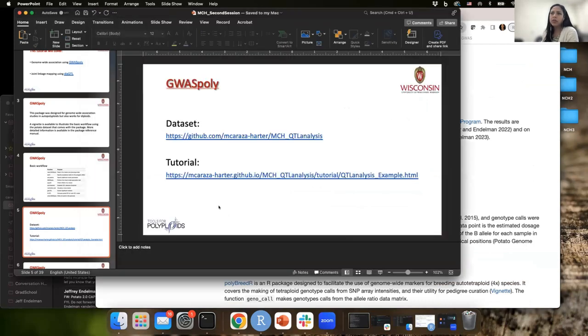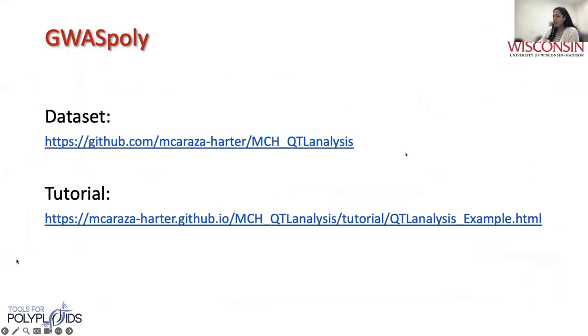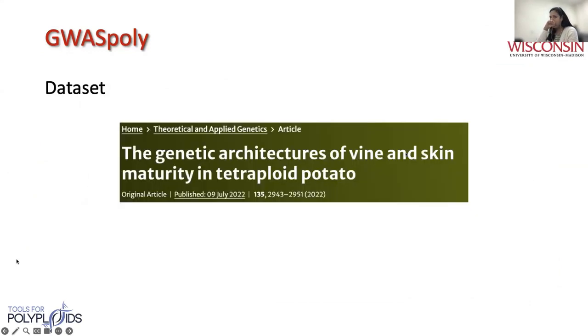So going back to my presentation, the data set that we're using for this example has been published in this paper, The Genetic Architecture of Vine and Skin Maturity in Tetraploid Potatoes. This data set has data for 2 different years for tetraploid potatoes to identify QTLs for vine maturity.